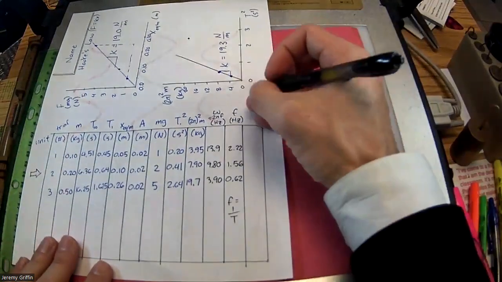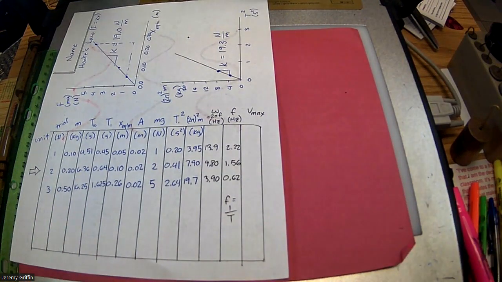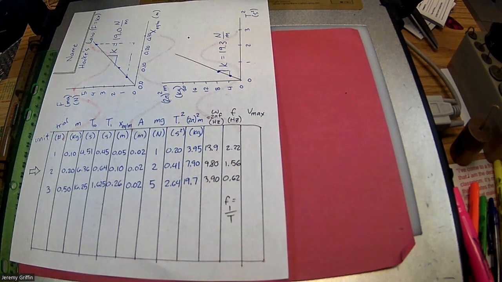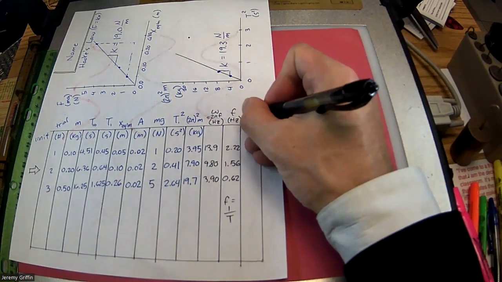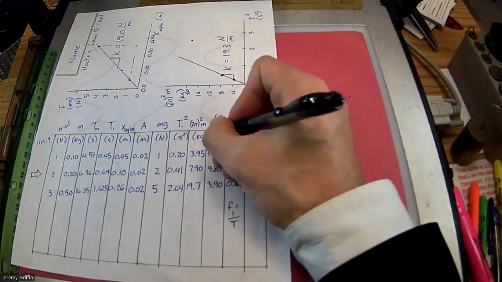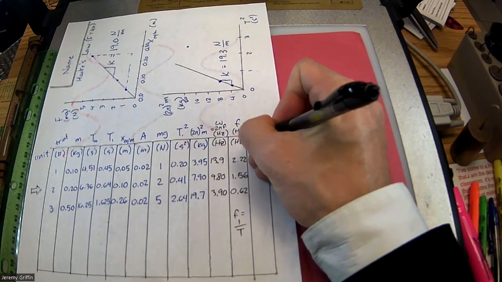Here, let's do one last thing. Because I do have an extra column here, let's do V max. I'll calculate some V max. You guys calculate V max for each one of these. And actually, one of them you have already. Let's put this in meters per second. Let me put my units down here: hertz, meters per second.